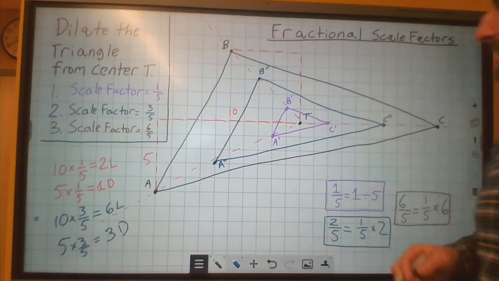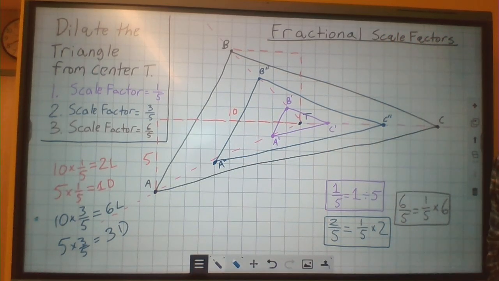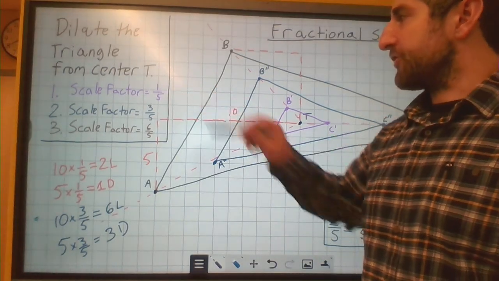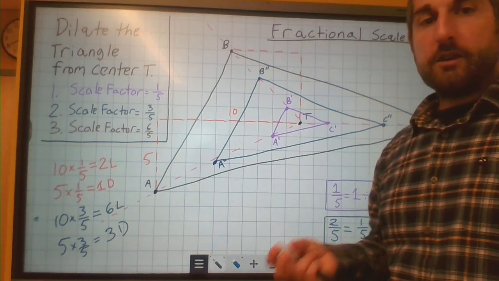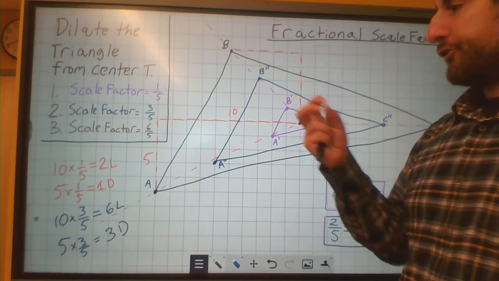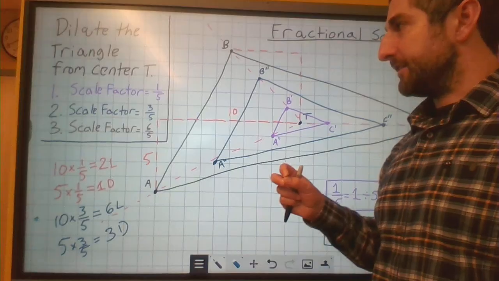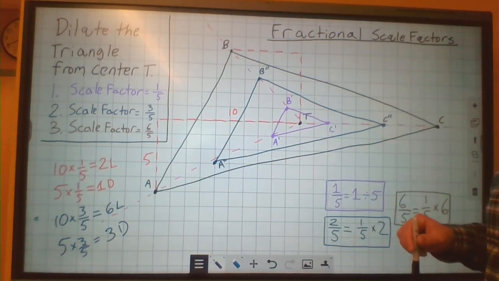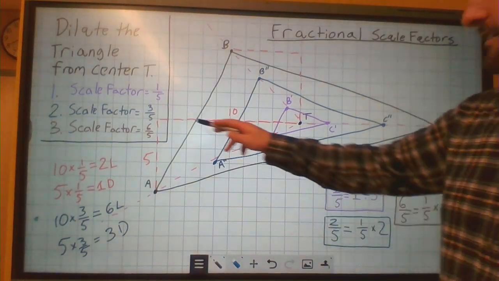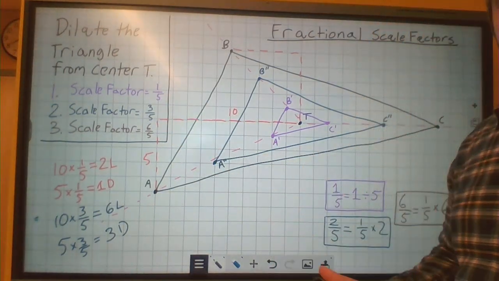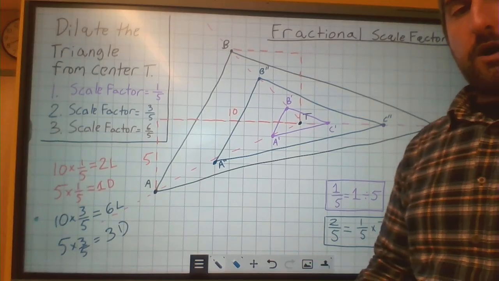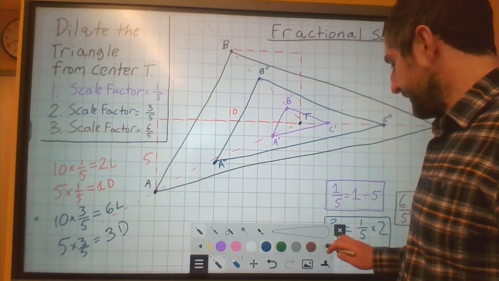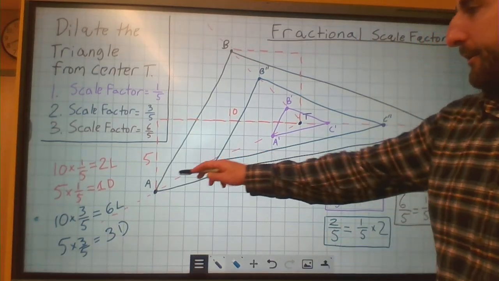Notice how in both cases, our new triangle is smaller than our original. As we talked about in the overview, if you have a fraction for a scale factor that is smaller than 1, you're going to decrease the size of the object. But number 3, that's not the case. In number 3, our scale factor is 6/5. 6 is greater than 5. That means that this fraction's value is greater than 1, meaning that our new triangle is going to be larger than the original. So let's start with A.